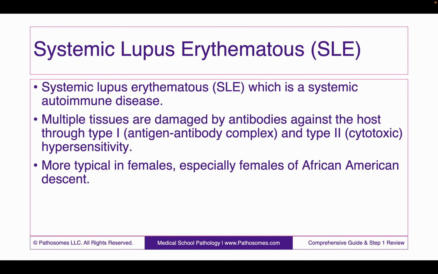Systemic lupus erythematosus is a systemic autoimmune disease. Multiple tissues are damaged by antibodies against the host through type 1, or antigen antibody complex, and type 2, which is cytotoxic, hypersensitivity. Systemic lupus erythematosus, like many autoimmune conditions, typically affects females more, especially females of African American descent.